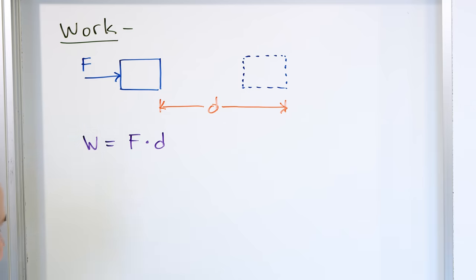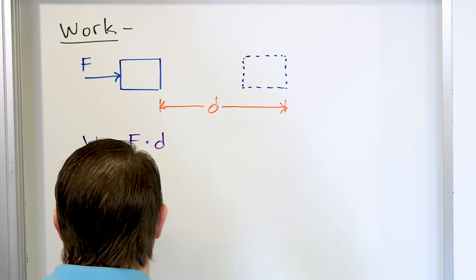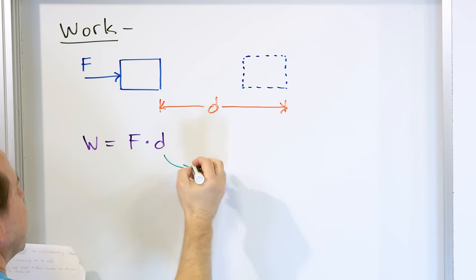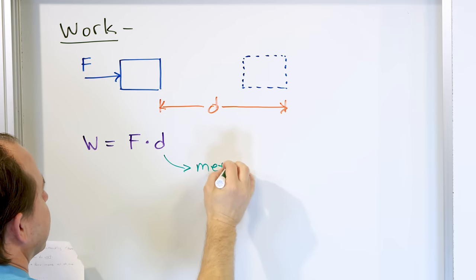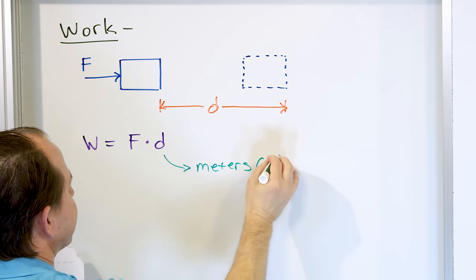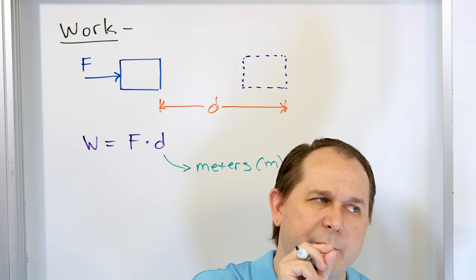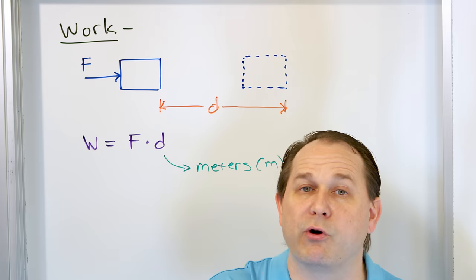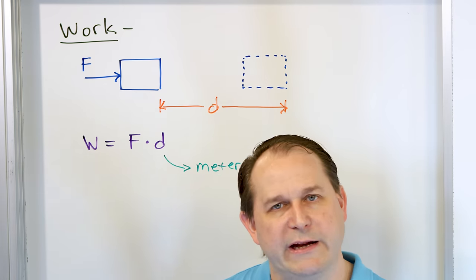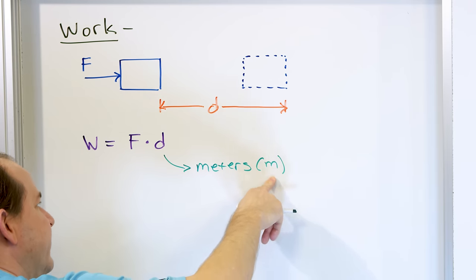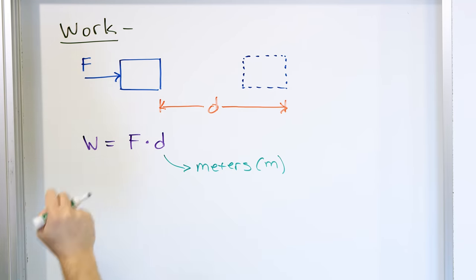Now I have to explain a few things here that are very important. The distance is in meters, which is M. I'm telling you the units that we have to use so that when we calculate things, we have them in the proper unit, and then you know what unit you're getting from what you're calculating here. So the distance is in meters. If the distance is not given to you in meters, then convert it to meters and then stick it in here.